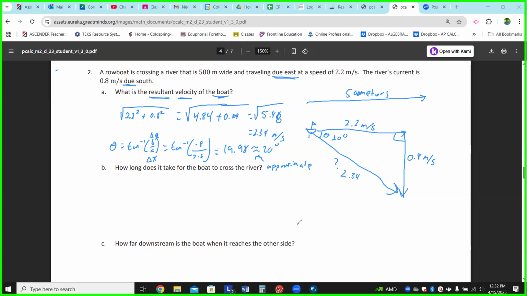Part B then says, how long does it take for the boat to cross the river? Well, I am traveling 2.2 meters per second, correct? So if I want to know how long that's going to take me to go across, how far is the river? 500. So how many seconds will it take me to go 500 meters across at 2.2 meters per second?